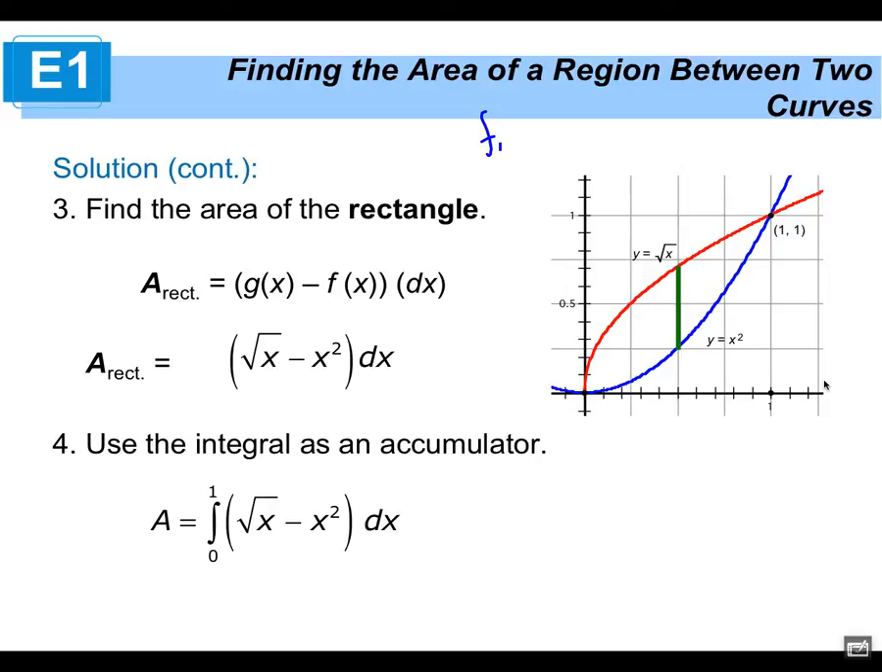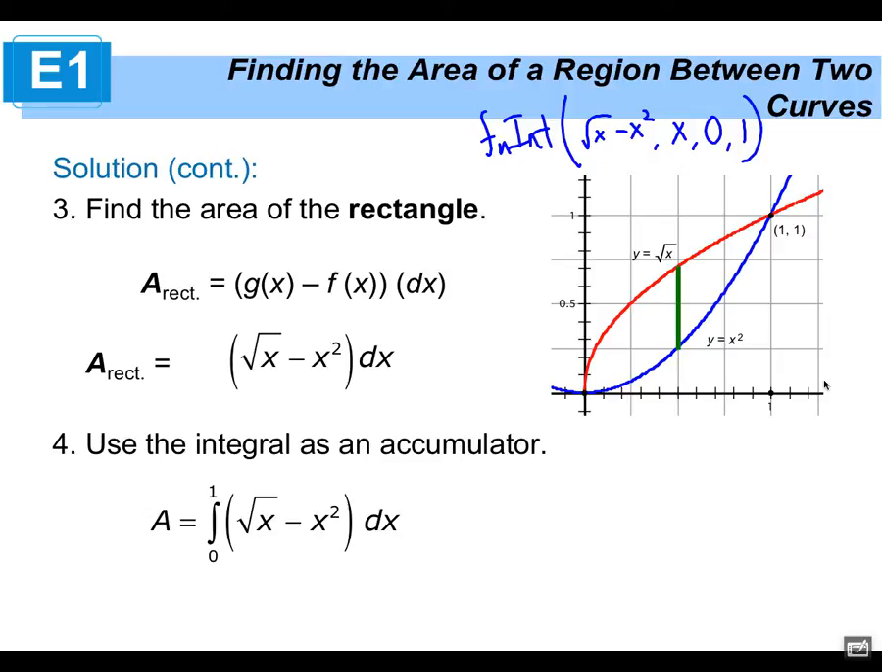It would be FN int, comma, the function. So in this case, you would do square root of x minus x squared, comma x, comma 0, comma 1. So it's the thing you're integrating, comma, the variable that you're using, comma, the lower limit of integration, comma, the upper limit of integration. All right, what do you got?